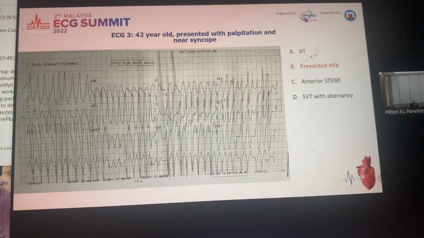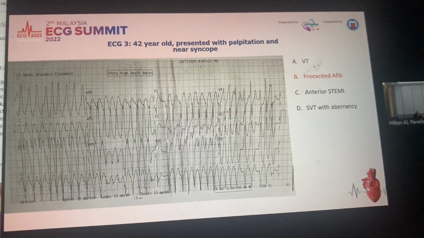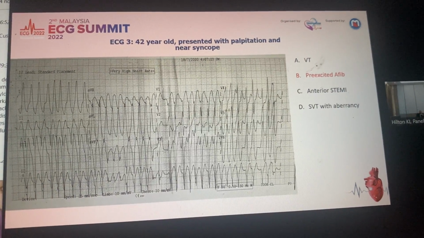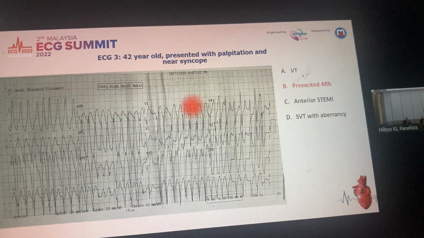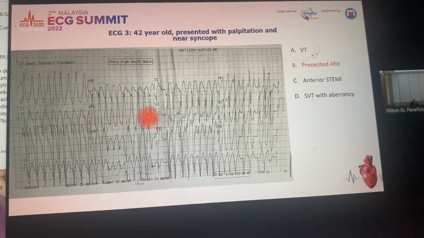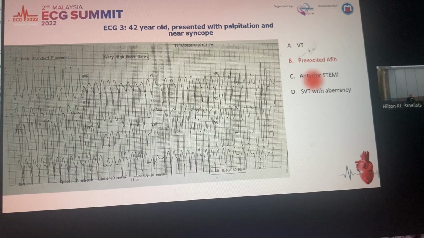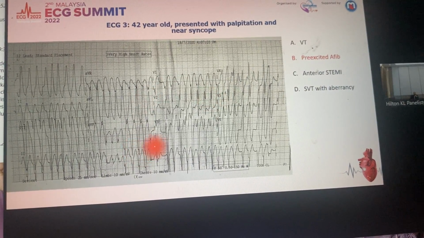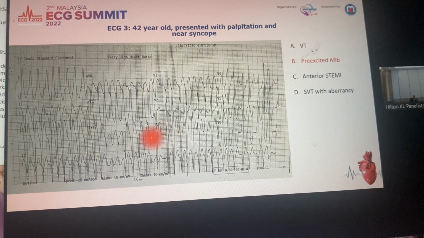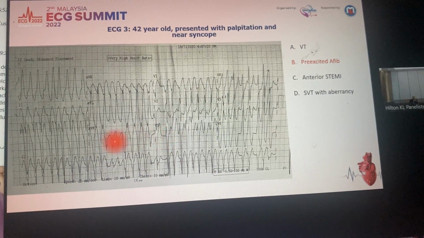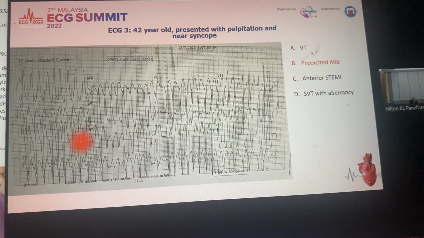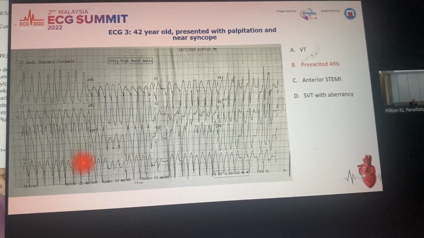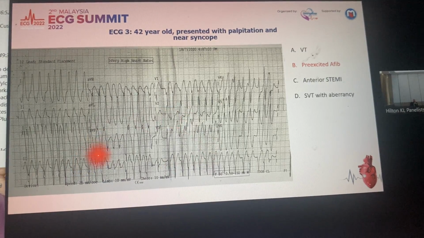Right. ECG number 3. This is a young, relatively middle-aged man, presented with near syncope. You can see here, the correct answer will be pre-excited atrial fibrillation. So what are the features in the ECG? There is a broad complex tachycardia, and it is irregular. So this is pre-excited atrial fibrillation.